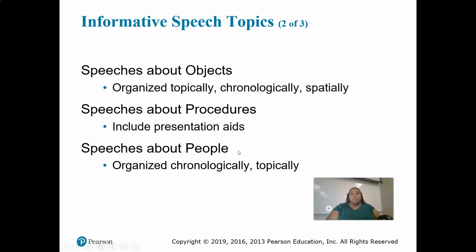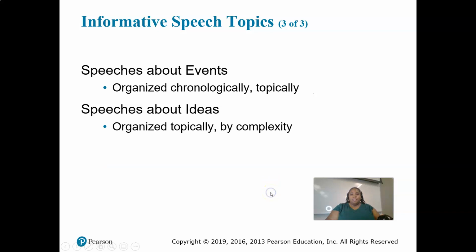You can also talk about people. So you can talk about maybe a famous person or an impactful person, and that's more chronologically where you can talk about their life story. Or topically, maybe begin with their life story and then talk about their accomplishments. You can also talk about events. So whether it be a holiday, celebration, or historical event, you can also talk about it in your speech.